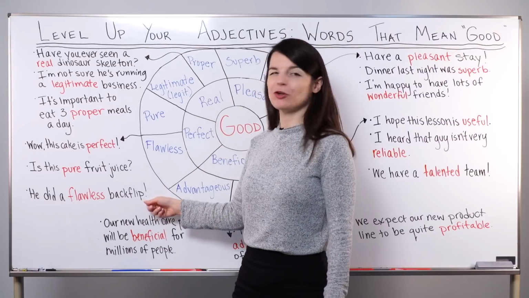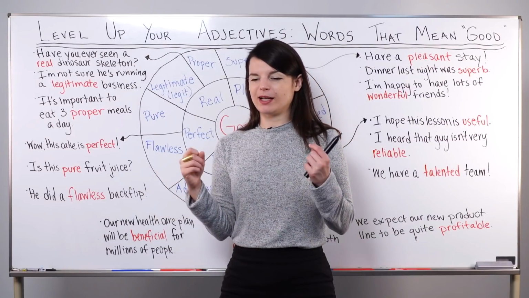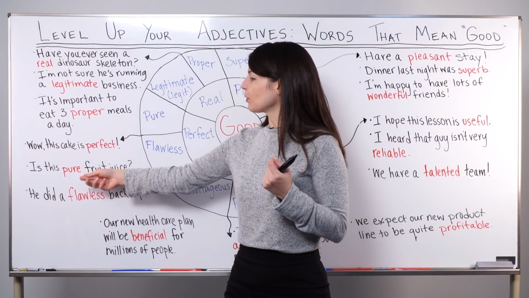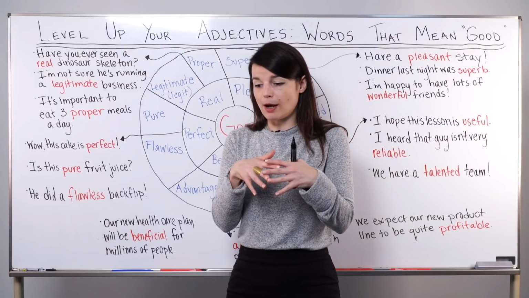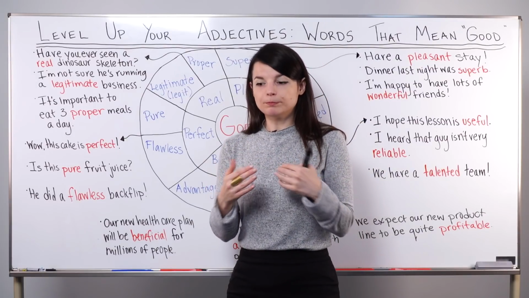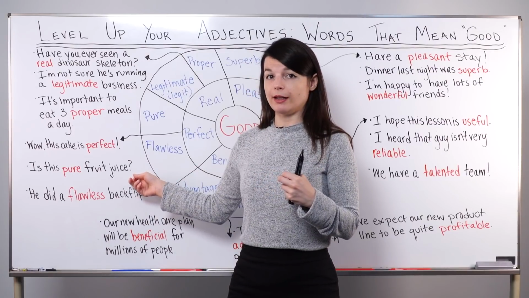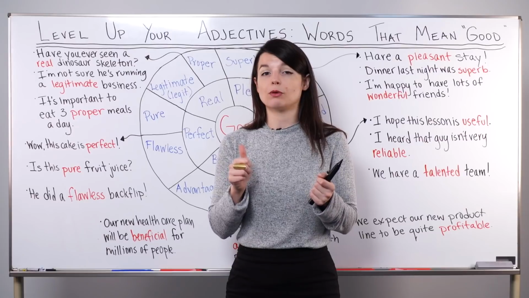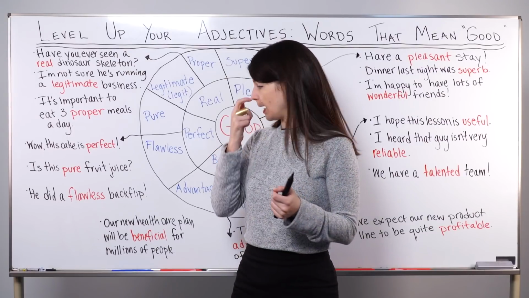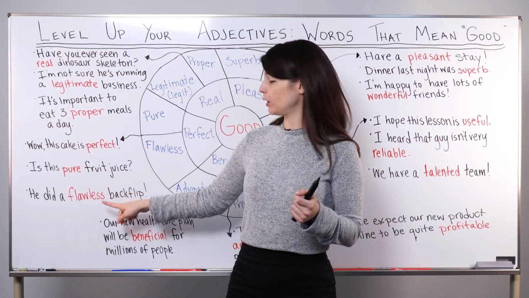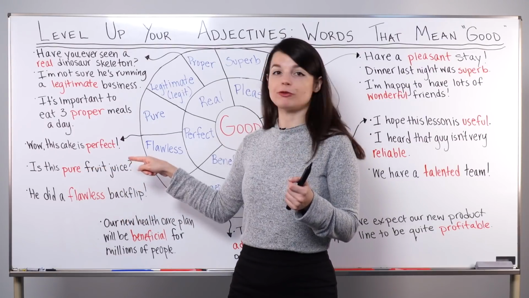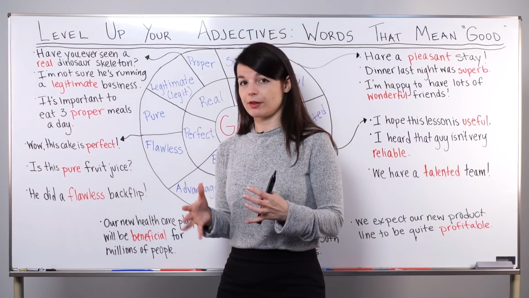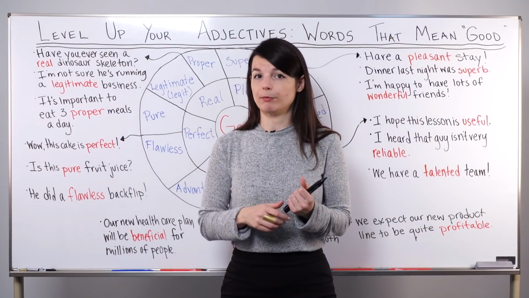We would not say a pure backflip. We wouldn't say that because a backflip is kind of a skill. So we tend to use pure more for things that are maybe for people or for things that are naturally created. We use flawless for things related to our skills or our abilities. So we would not use pure here, and we would not use flawless in front of fruit juice. So try to remember, pure is more for natural things, flawless is for skills and abilities.